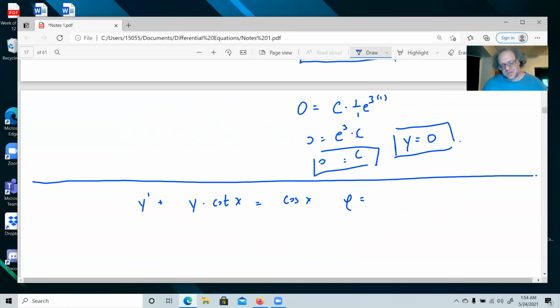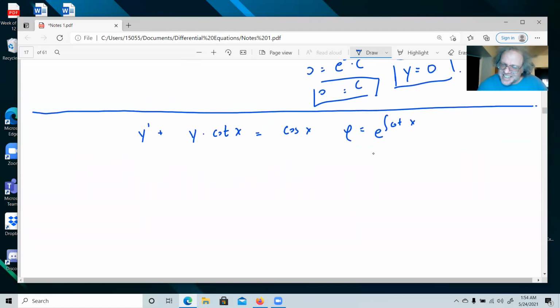I could write cotangent to begin with. We're in the right format. So this is e to the integral of cotangent x. Oh, how delightful is that? Okay, what's cotangent? Isn't it like cosine x over sine x?